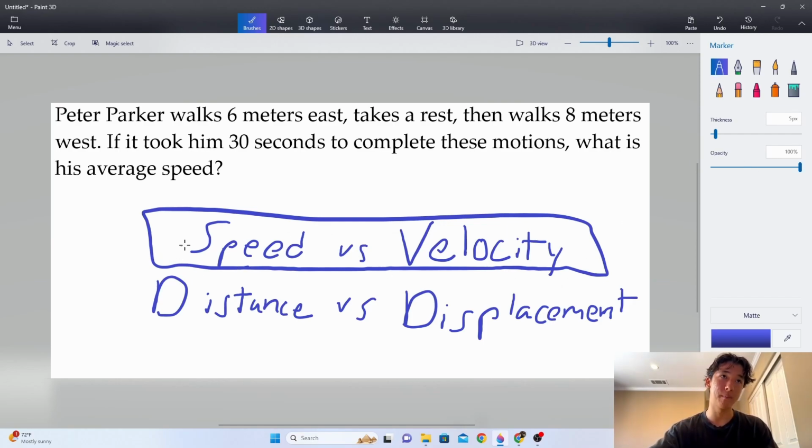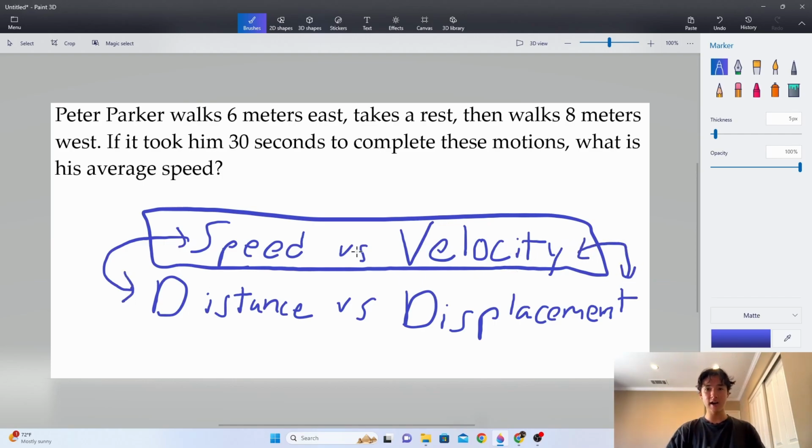Now notice how I put speed and distance side by side, and I put velocity and displacement side by side. That is because speed and distance are scalars, while if we look at vectors, vectors have a magnitude and a direction. So this is going to the east, right? 6 meters east. It says that in the problem. 6 meters to the east. That is a magnitude of 6, and the direction is east.